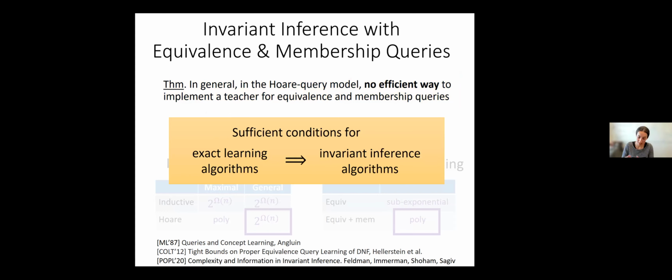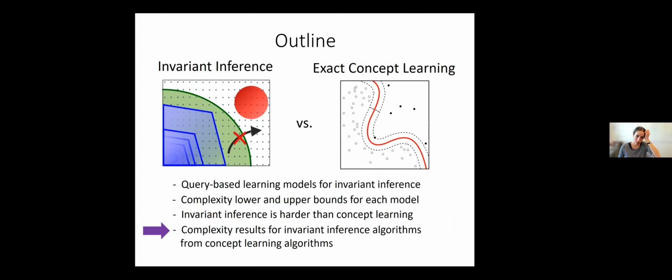Okay, so these are basically a bit negative results, and I don't have time, so I guess I will skip the rest of the last part, but I will say that it exists. And then the last part is basically that even though in general we have these negative results, we did identify some sufficient conditions that do allow us to implement equivalence and membership queries, and then take an exact learning algorithm and transform it into an invariant inference algorithm that has the same complexity. So this is the last part.